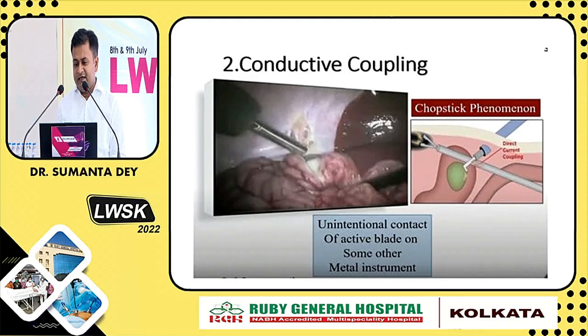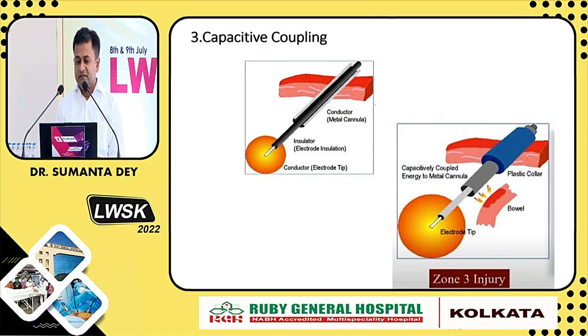So this is again conductive coupling, known as the chopstick phenomenon: unintentional contact of the active blade on some other metal instrument. This should be avoided. Then there is capacitive coupling. What is capacitive coupling? Capacitive coupling is rare nowadays.